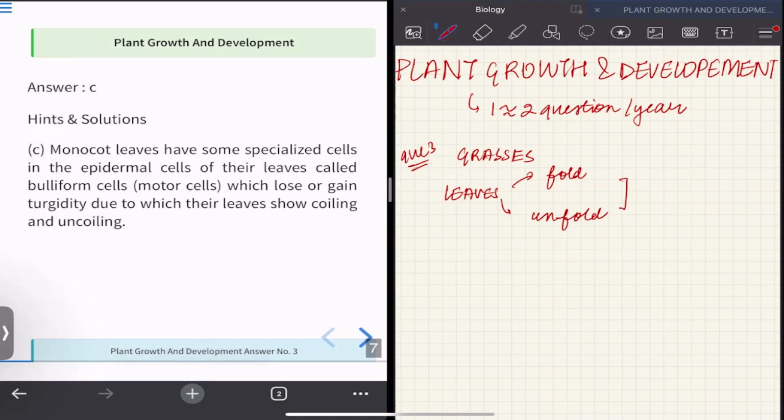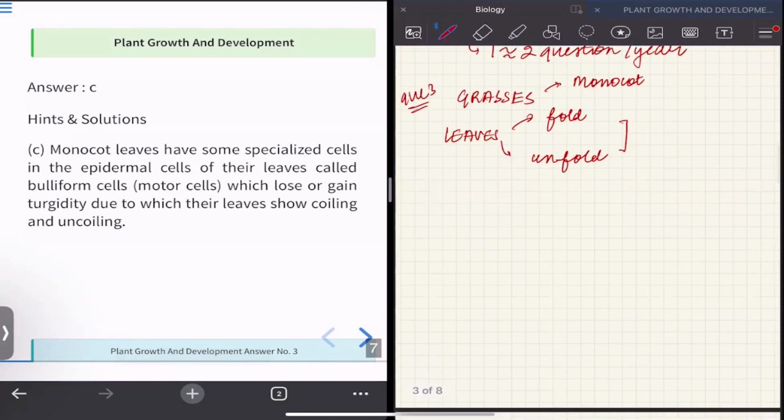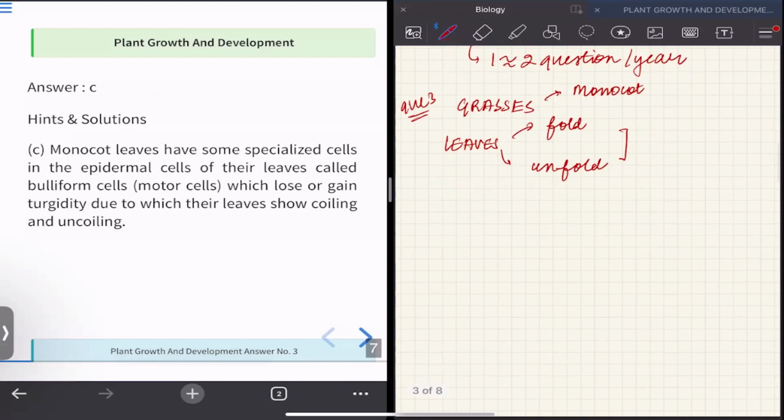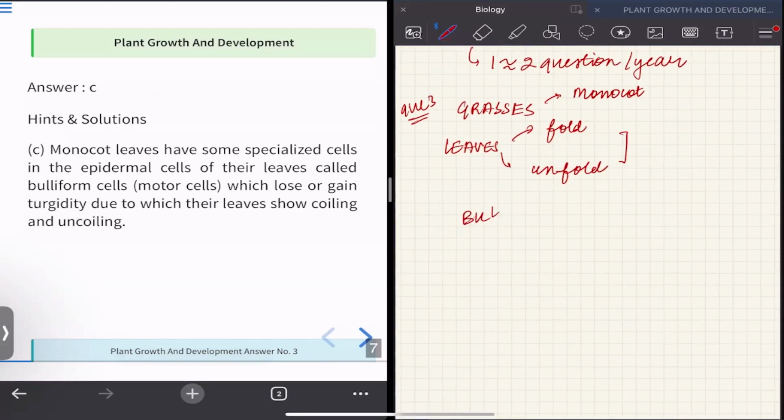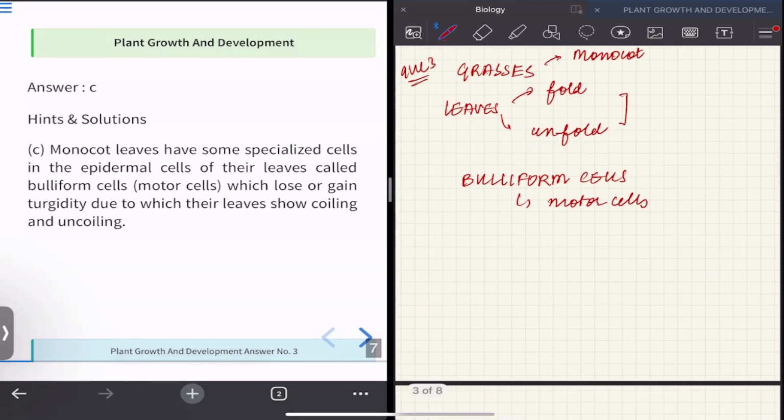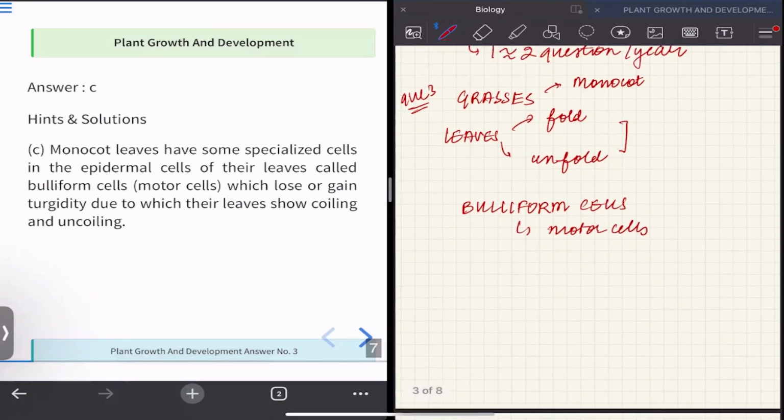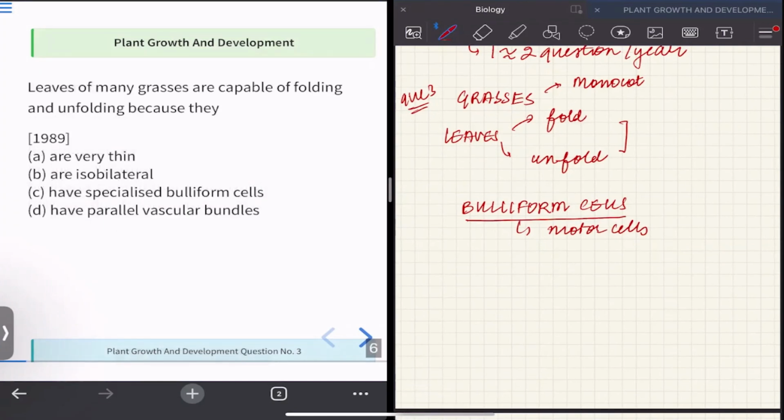This is grass, and as we know, grass is a monocot plant. Monocot leaves have some specialized cells in the epidermal cells of their leaves, which are called bulliform cells. They have bulliform cells, which are the motor cells. They can lose or gain turgidity, due to which their leaves can show coiling and uncoiling. So the flexibility in the leaves of grass is due to which cells? It is due to bulliform cells, which is our option number C, specialized bulliform cells.